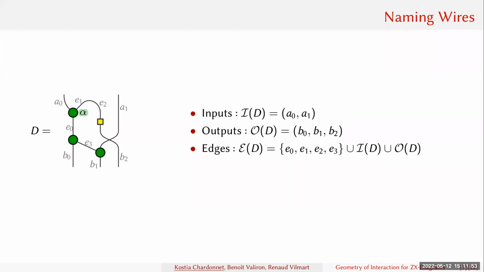And so you can ask for all the input wires to be A0, A1, the outputs will be B0, B1, and B2, and all the edges will be the set of the inputs, outputs, and everything in the middle.